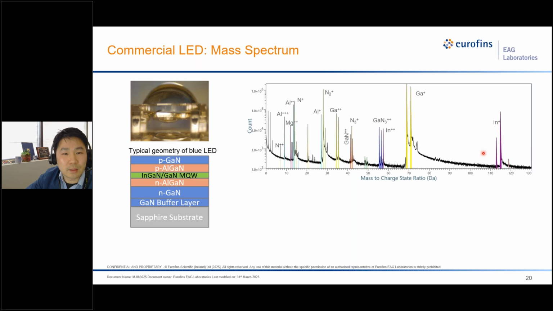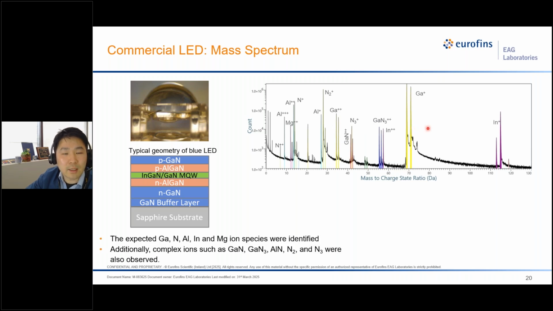So you can see we have ions evaporated as singly charged ions for indium and gallium, and at the same time, in the mass spectrum, we also detect doubly charged or triply charged ions. We also obtain molecular ions like N2 singly charged, N3 singly charged, or even molecular ions combining with gallium. These are the molecular ions formed during the field ionization process.